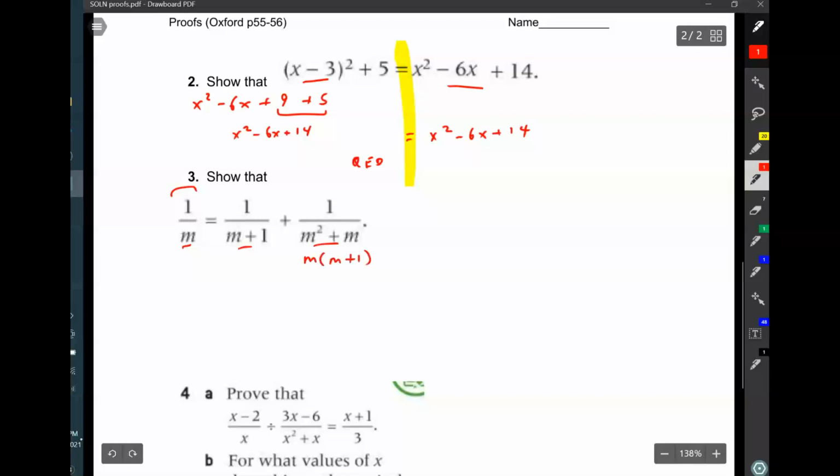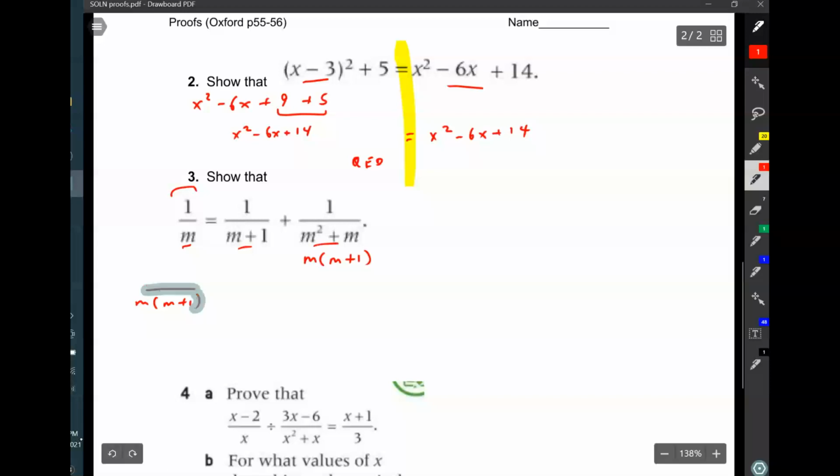Even though we're not supposed to modify the right side, I'm studying the right side to see how I'm going to modify the left side. So the right side basically has 1 over m plus 1 plus 1 over m times m plus 1. So it looks like I want to change my left side so that it has a denominator of m times m plus 1, and somehow I'm going to get it to look like this. I can't really see exactly how to do that yet, but I can see how I can make the denominator m times m plus 1.